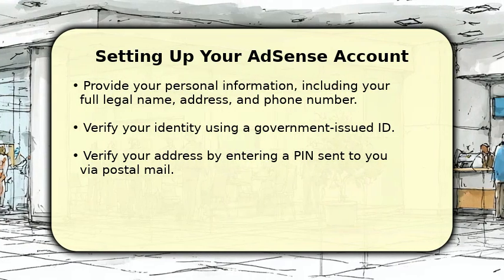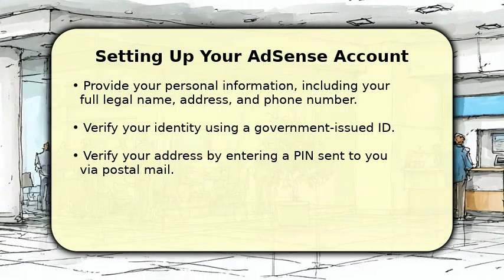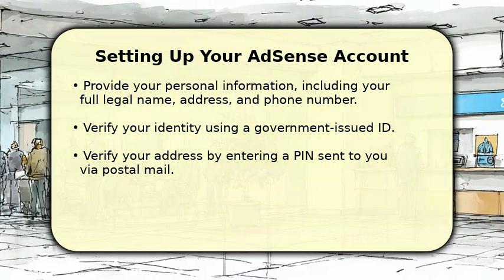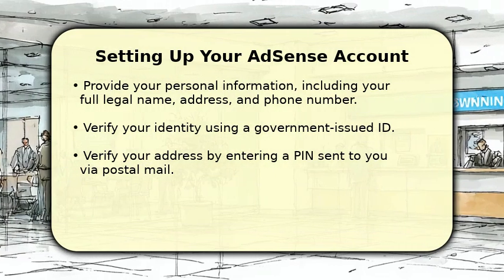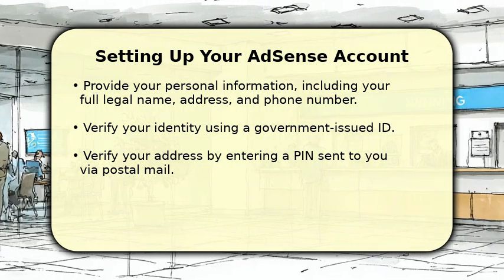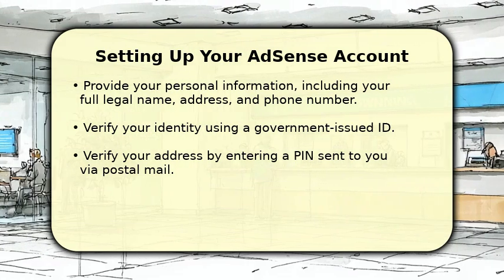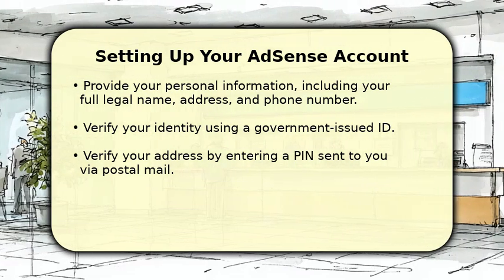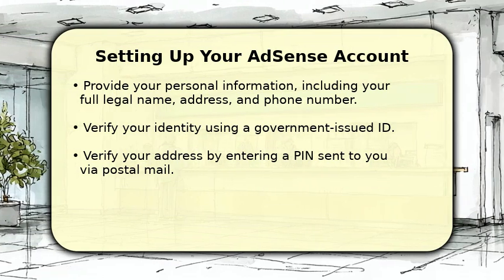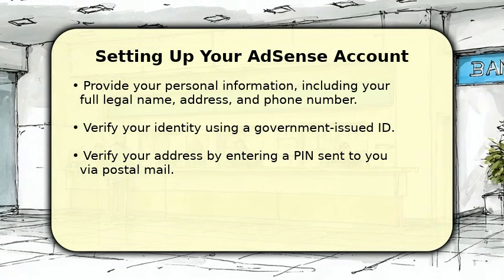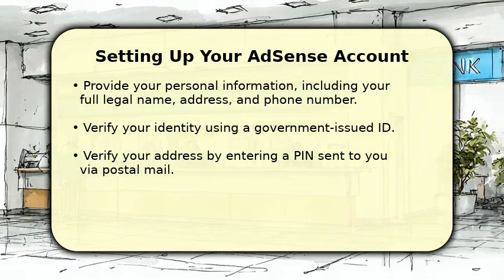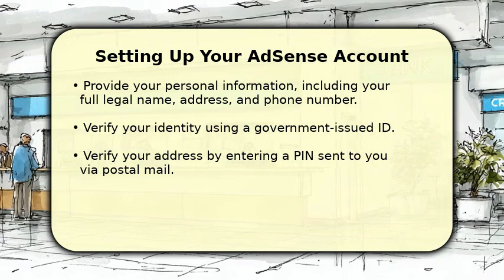You'll need to provide your full legal name, address, and phone number. Identity verification is next, often requiring a government-issued ID. Finally, AdSense will mail a unique PIN to your physical address. You'll enter this PIN into your account to verify your address. This postal verification typically takes about 2 to 4 weeks to complete, so patience is key.